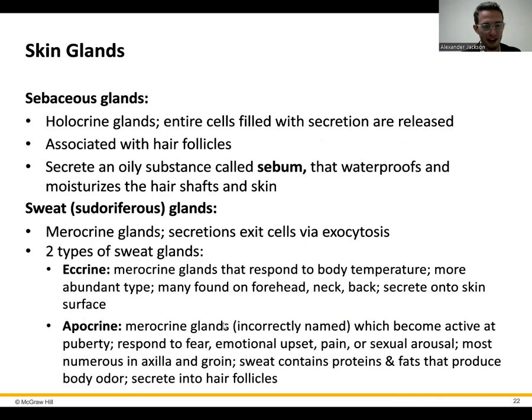Whereas the apocrine glands, they say merocrine glands, they're incorrectly named. I don't exactly know why. I think it's because the apocrine glands are a little deeper in, and they don't act quite the same as these eccrine glands, but don't worry about that. These guys become active at puberty. They secrete the sort of sweat with proteins and other things that smell a certain way. You may know that smell if you've ever had a teenager in the house. They produce your body odor.